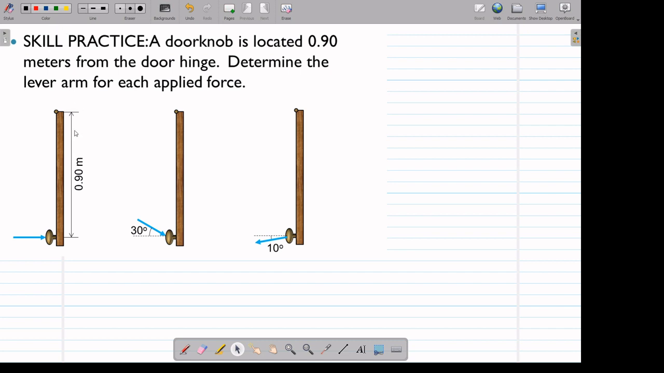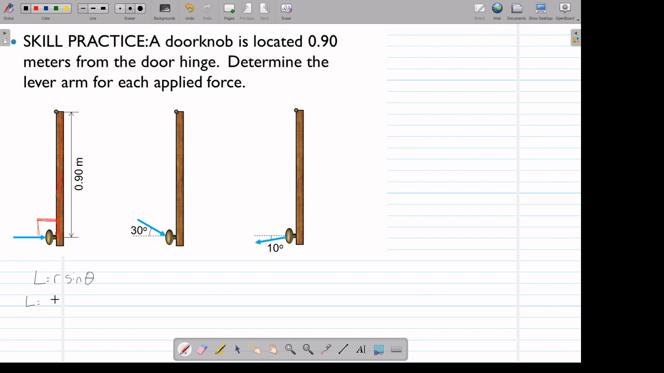All right, let's take a look at this first situation. The force is being applied at an angle of 90 degrees with respect to the door, with the radius being just the width of the door. Okay. The radius is the width of the door, and the force is being applied at a 90-degree angle. All right, so in this case, we can say that the lever arm is equal to the radius times the sine of theta.